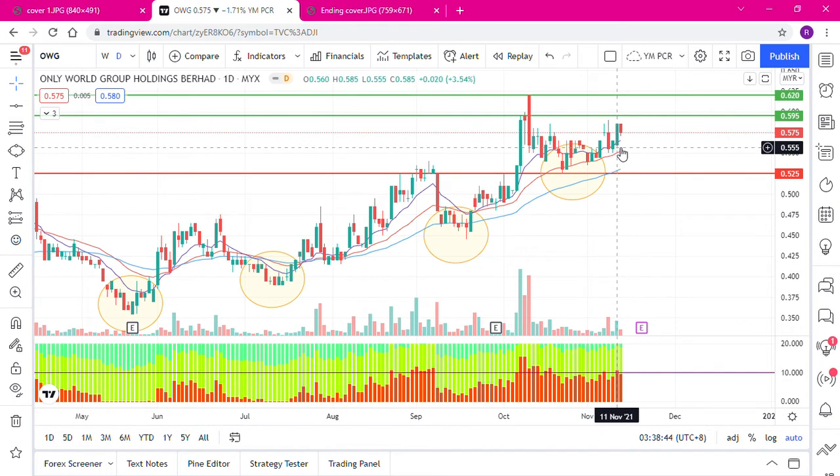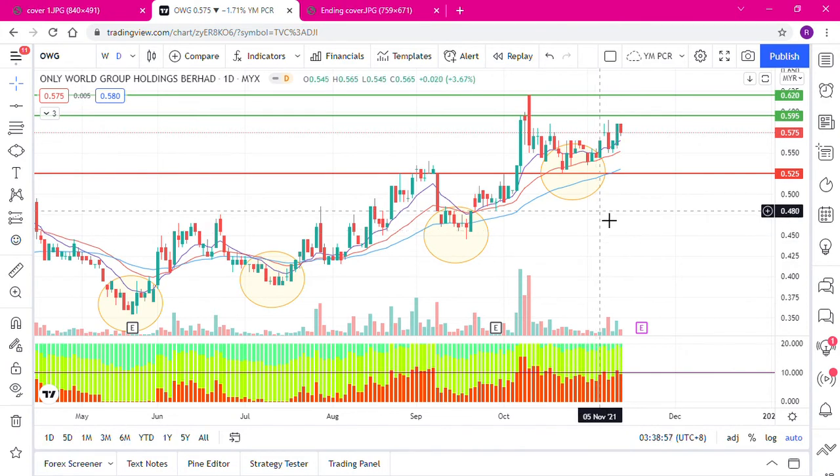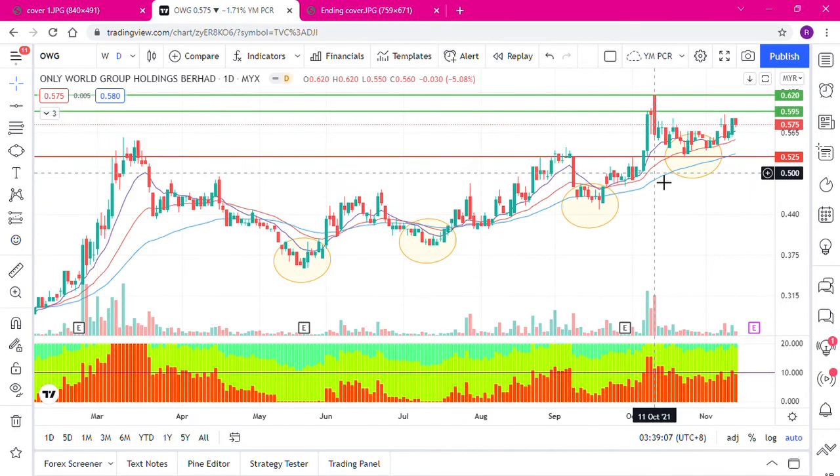That's why for me, now is a very good entry. As you can see, it hasn't moved this round. So for me, there's very good potential to ride on the tourism theme and break the resistance of 62 cents. 62 cents is just a simple task.